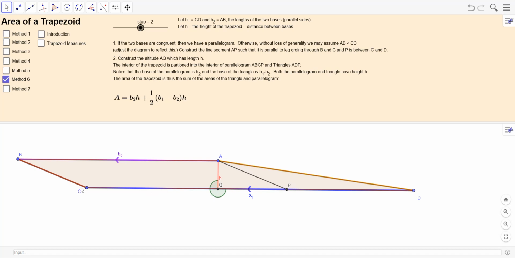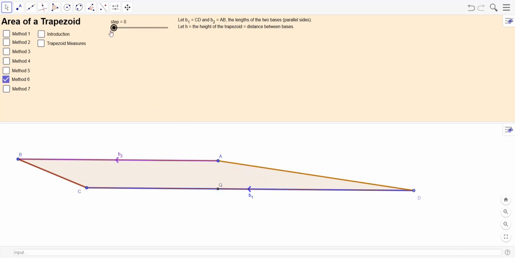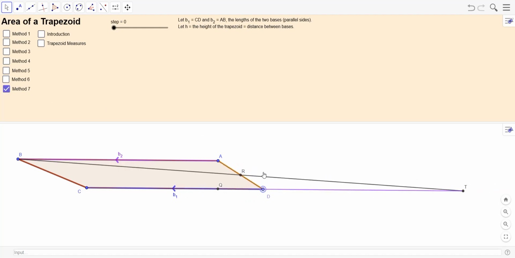Okay, because we cut off base 2 out of base 1, what's left is base 1 minus base 2 here in the height. Do some algebra on that, you'll see it's the same as the other formulas. All right, one more. This one, let's put it here where you can see it.